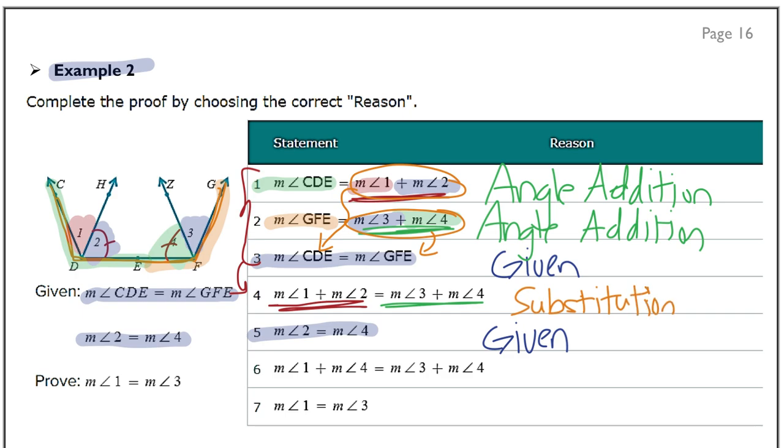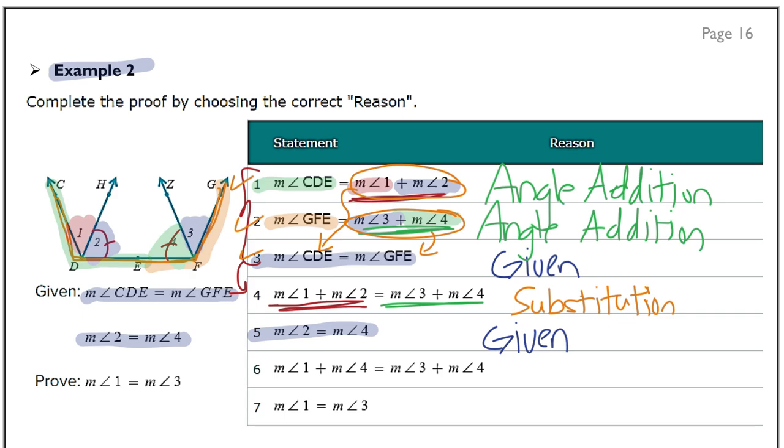So again, you're looking for angle or segment addition. We're using angles here, so hence angle addition, and we're going to substitute a lot. So then we've used this step, this step, this step. Now we're going to be looking at these steps. We have the given step and these steps. How did I get from 4 and 5 to 6? So let's see what's changing.